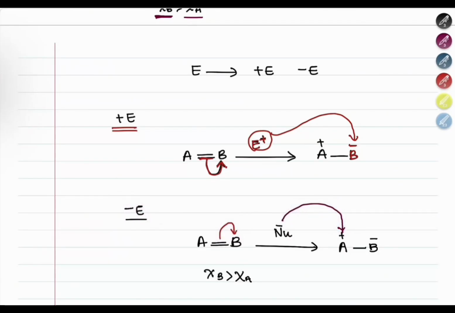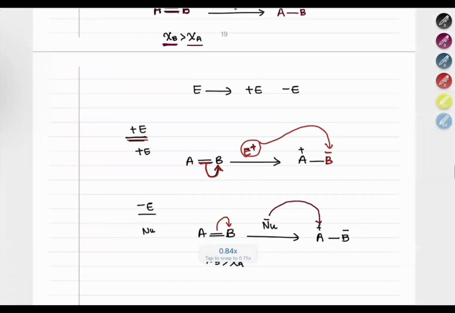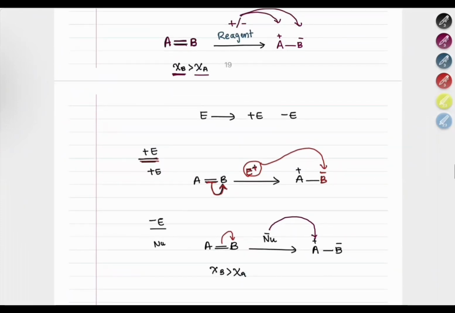And plus E effect will happen if positively charged species are coming to our molecule, and minus E effect will happen if a nucleophile or negatively charged species are attacking our molecule. Okay. So this is the last electron displacement effect, which is a temporary effect, which will only happen if a reagent comes. Otherwise, there is no electromeric effect.